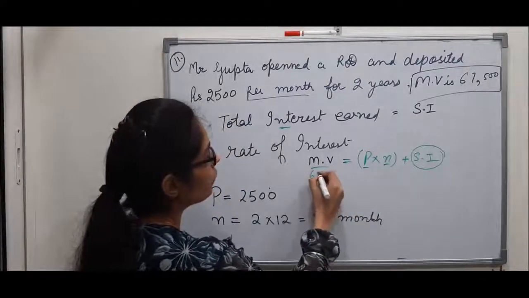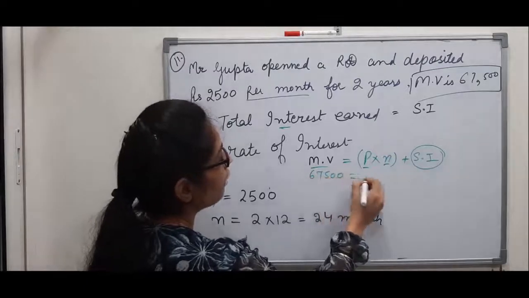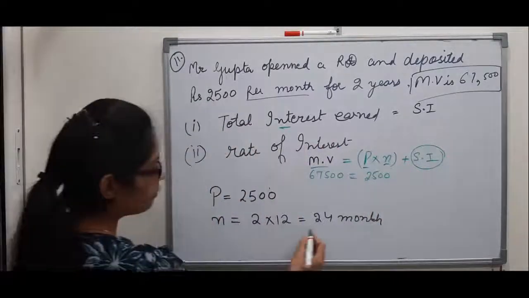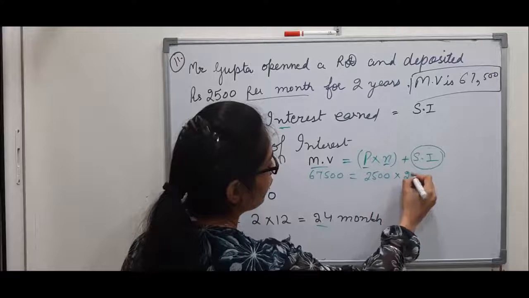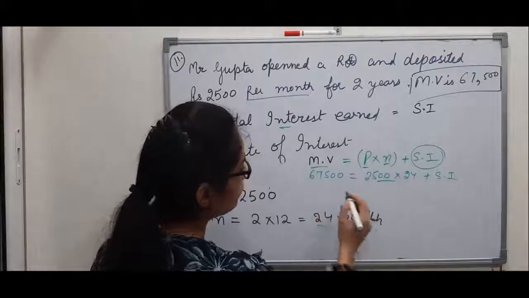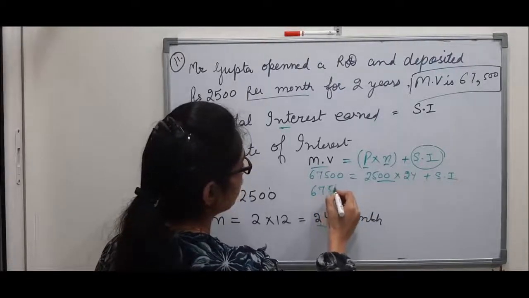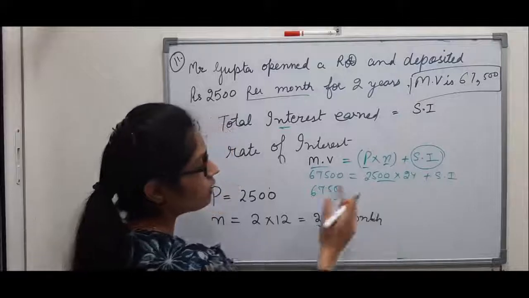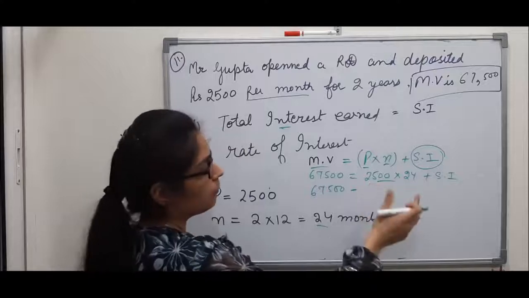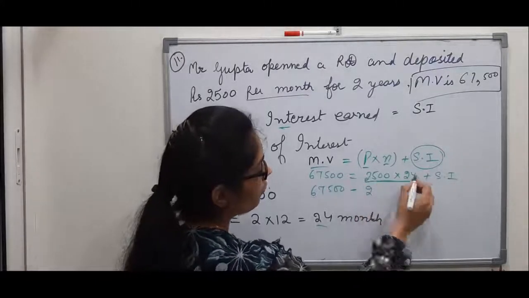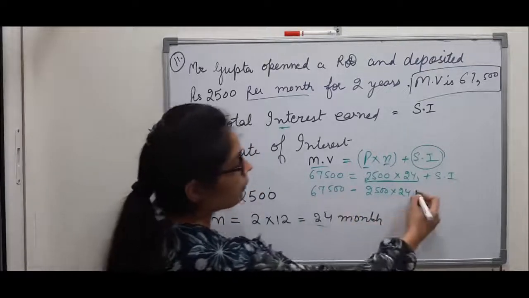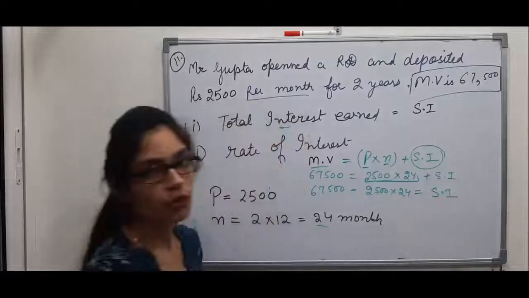So from this you can calculate the value of simple interest. You can put the value of MV as 67,500. P they have given you 2,500, and we have just now calculated 24 months, plus simple interest. So we will just multiply these two terms, and we will shift the term to this side. On shifting to this side, see this is a plus term, it will be changed into a minus term. You have to do multiplication first, and then this thing will get subtracted from this. That will be the value of your simple interest.